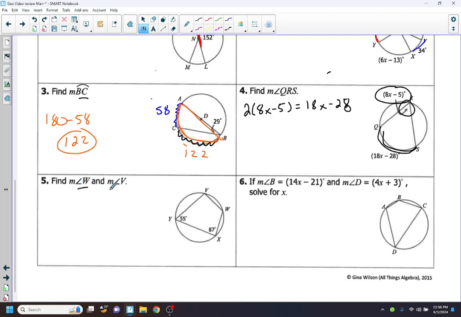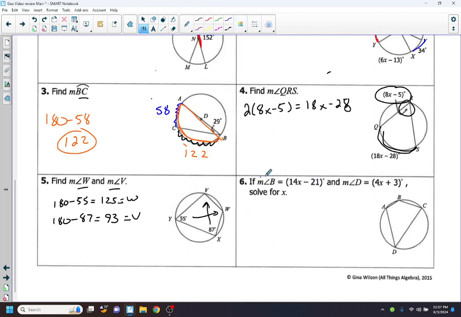This one, find W and V. W is supplementary to Y. So if this is 55, 180 minus 55 equals 125. That's W. And then here, these are supplementary. So 180 minus 87 equals 93. And that's V. Remember, they're supplementary to the opposite angles.